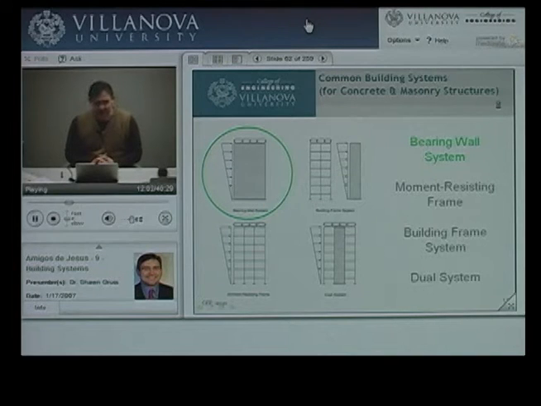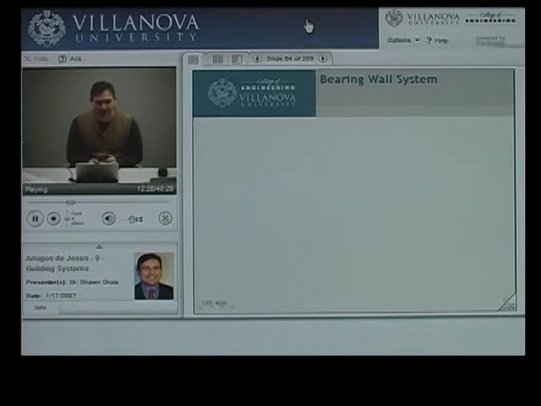So if you look at the graphic on the upper left, a bearing wall system, we can see here we have essentially what looks like a wall. And in that wall we have both lateral loads and gravity loads applied. Now, the bearing wall system in this terminology is simply a common term for this type of system. We talked about what a bearing wall is before, but when we talk about a bearing wall system, we are actually going to talk about the following.